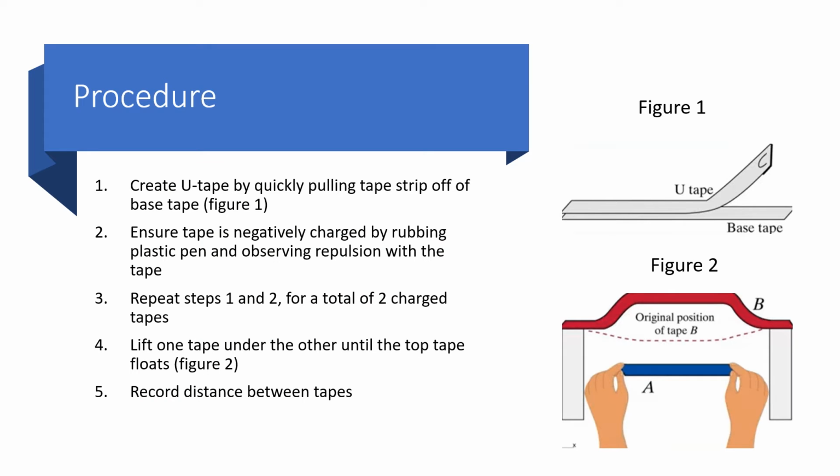To replicate this experiment, I created the U-tape by quickly pulling a tape strip off of a base tape shown in Figure 1. Ensure the tape is negatively charged by rubbing a plastic pen and observing repulsion with the tape. Repulsion is necessary because attraction can still occur between a charged and neutral object. Repeat steps 1 and 2, creating 2 total U-tapes. Then lift one tape under the other until the top tape floats, shown in Figure 2. Finally, record the distance between the tapes for later analysis.